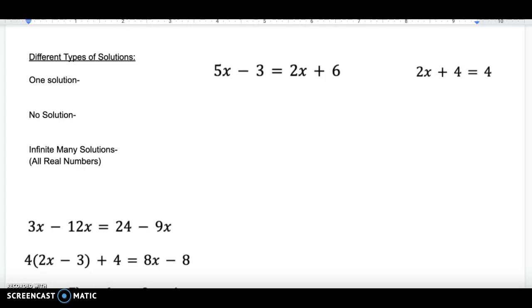Alright, today's lesson is on different types of solutions. So we're still going to be solving equations. We're just going to be adding on to what we did yesterday. So again, hopefully yesterday cleared up some things about solving equations.